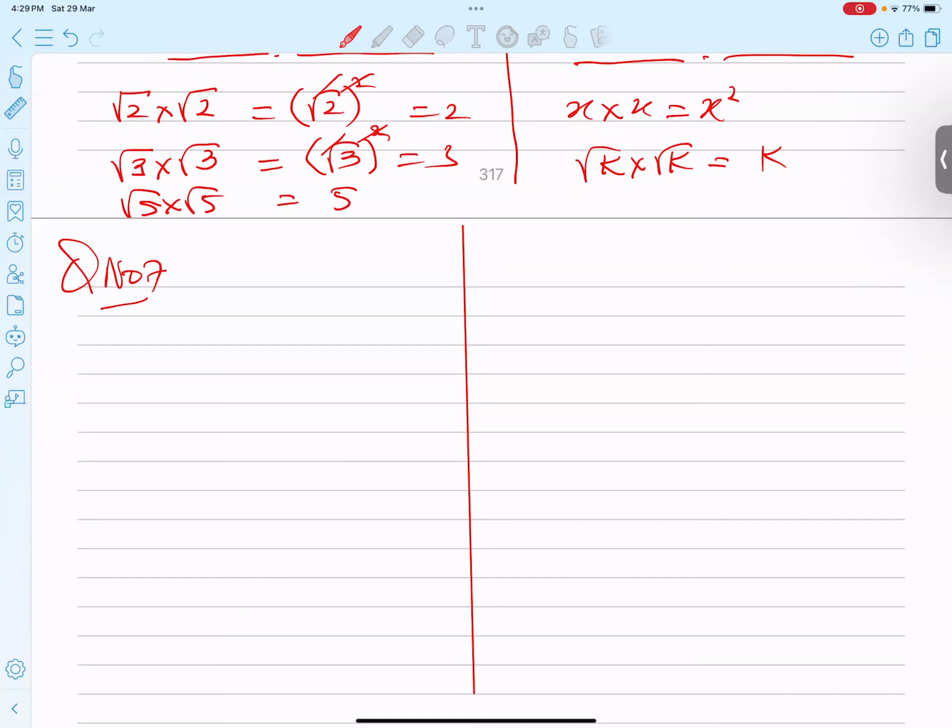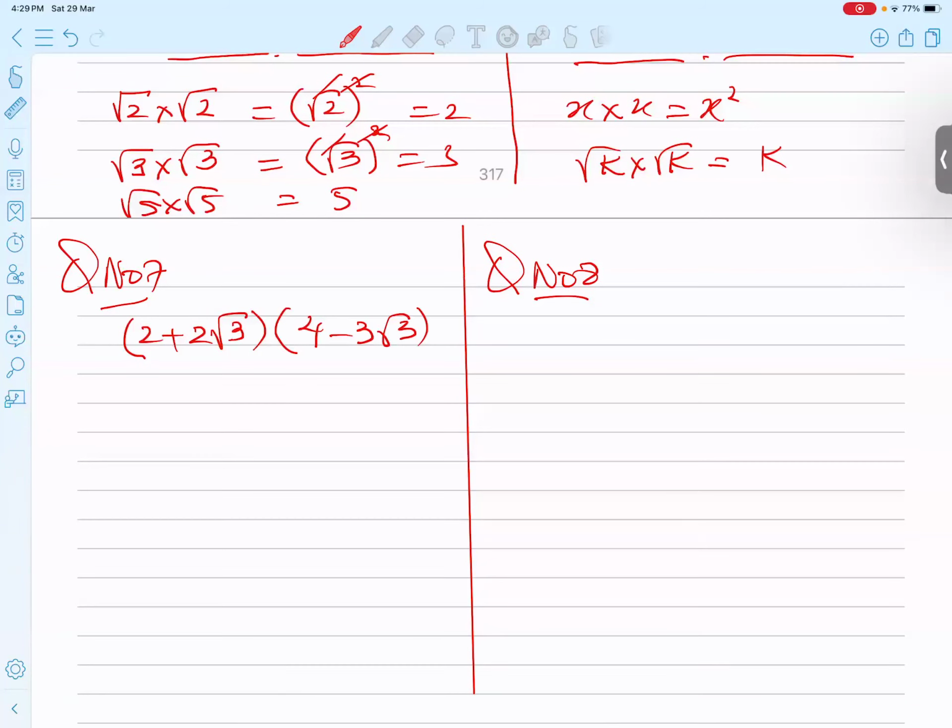Question number 7 and question number 8. I'll give this question; I believe you're able to solve it. Okay, so 2 plus root 3... Do one thing: one question I will do and one question I will give you. Okay, 4 minus 3 root 3. So get ready, students. Bismillah ar-Rahman ar-Rahim.